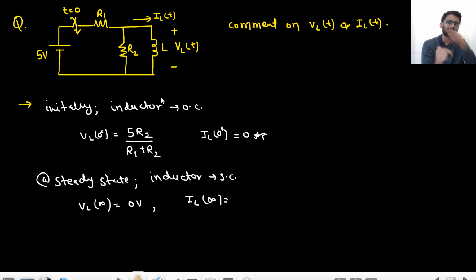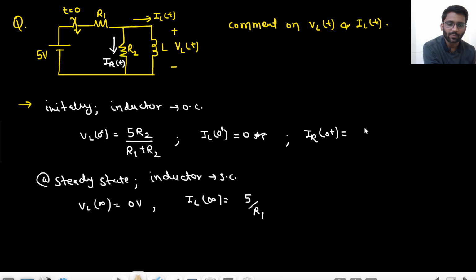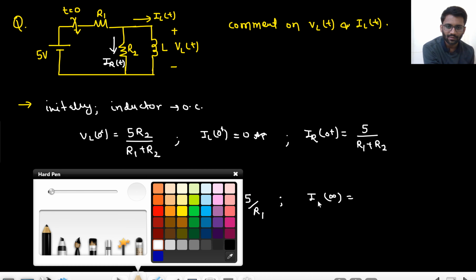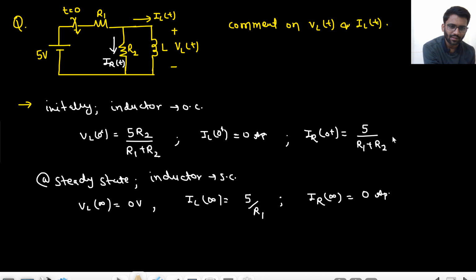IL infinity would be, inductor is shorted, so there would be no current through the R2, so the current through the inductor would be 5 by R1, right? You can write the current for IR, this I can call IRT. So initially inductor is open circuited, so IR is 5 upon R1 plus R2, and at infinity IR, not IL, is 0 ampere, right? So I guess you can draw the graphs and everything. You can write down the equations as well. So I will just draw the graphs.